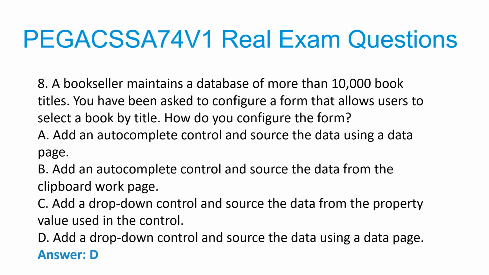A. Add an autocomplete control and source the data using a data page. B. Add an autocomplete control and source the data from the clipboard work page. C. Add a drop-down control and source the data from the property value used in the control. D. Add a drop-down control and source the data using a data page. Answer D.